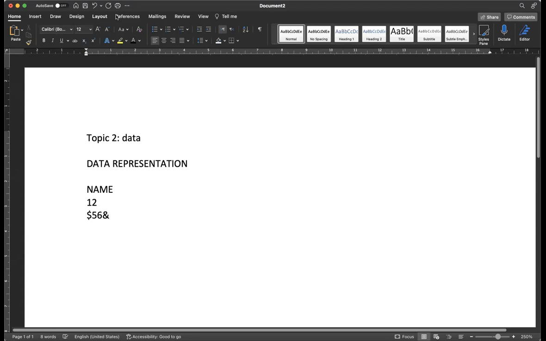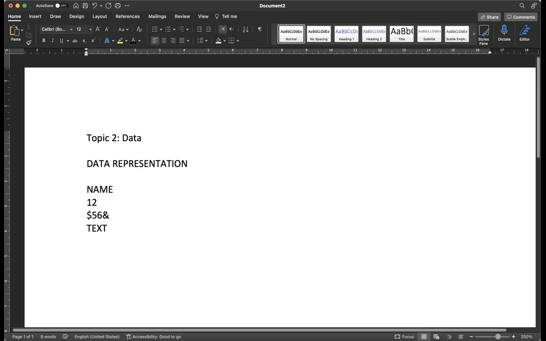Okay, now we are going to start our topic number 2, data. The subtopic is data representation. In data representation, we can represent data in the form of a name, a number, special characters, or any text, right? Any text which is stored in a computer is called data.